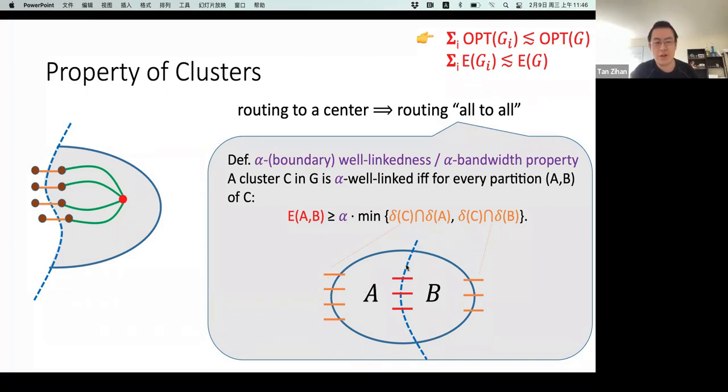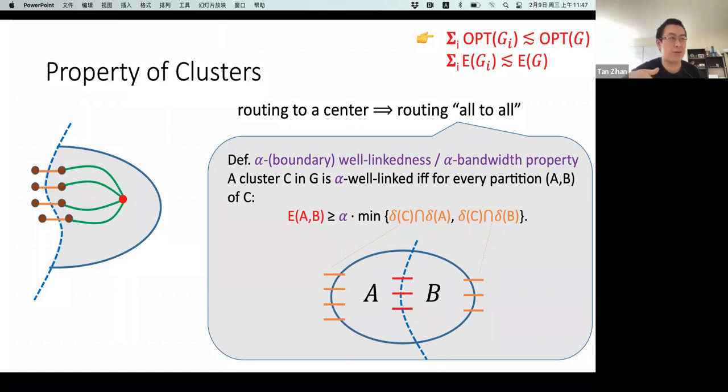If for any partition of the cluster, we look at the boundary edges lying on both sides, then the number of edges, which is the red edges that go across this cluster, has to be comparable with the number of boundary edges on the smaller side. It has to be at least alpha times the minimum between this side's boundary edges and this side's boundary edges. This is called boundary well-linkedness. So this is a characterization of routing out to all.